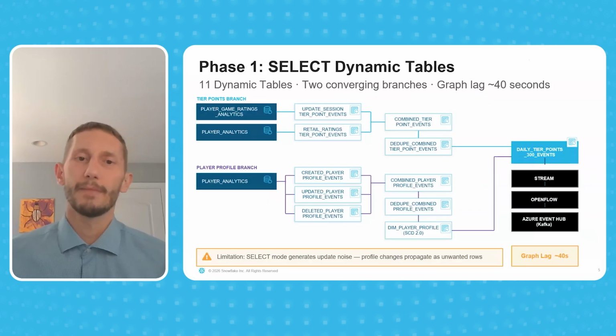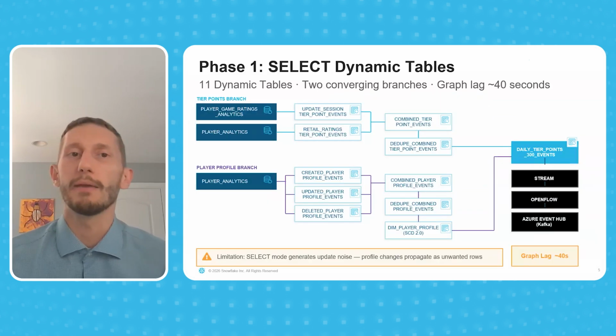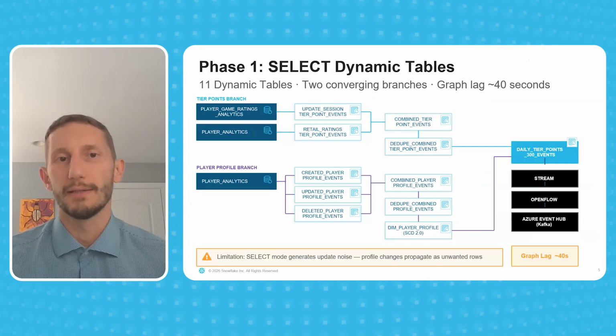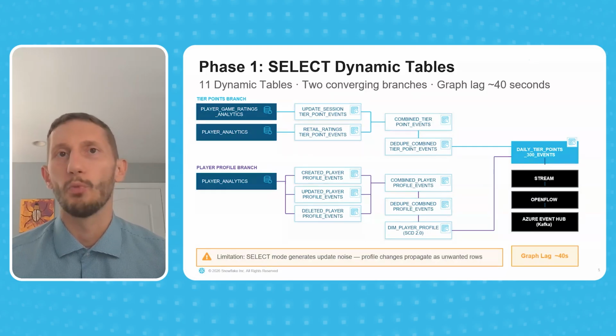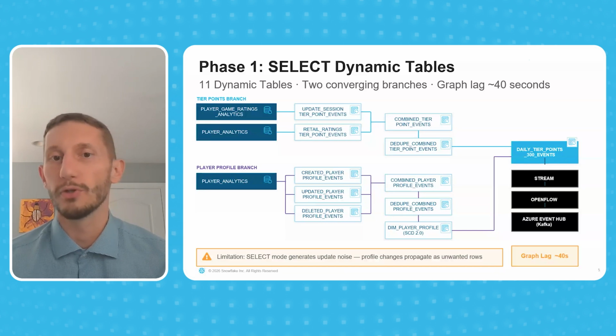And we tested those dynamic tables for quite some time. And there are two phases. The first phase was the select-based, we can call them common dynamic tables. We had 11 dynamic tables. As you can see on the left side, we have 2 Kafka feeds. Those feeds contribute the tier points events, right? Then we combine them and dedupe, because Kafka promises at-least-once delivery, but we can have some duplicates, so we need to dedupe them.